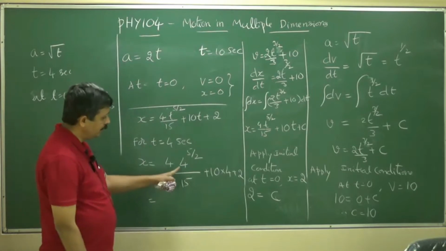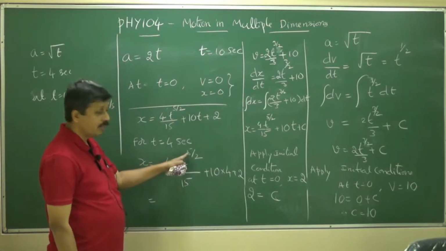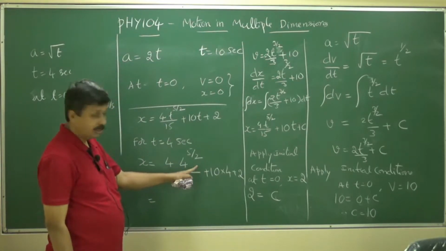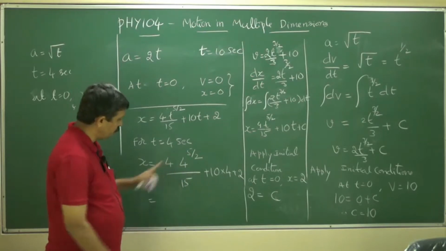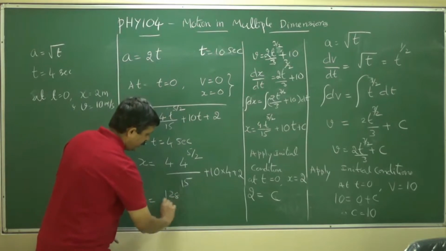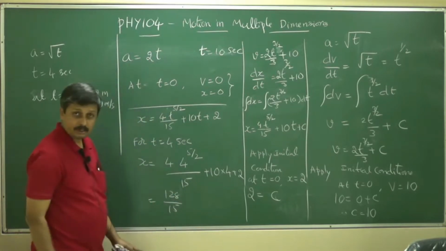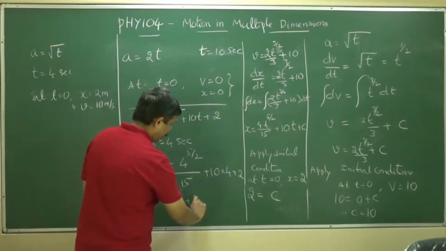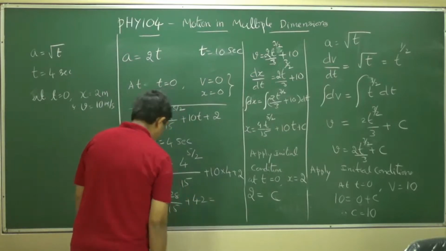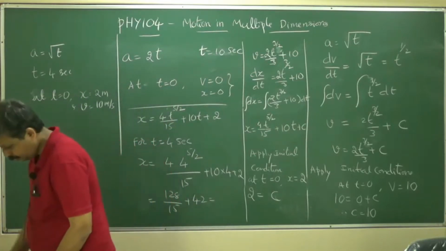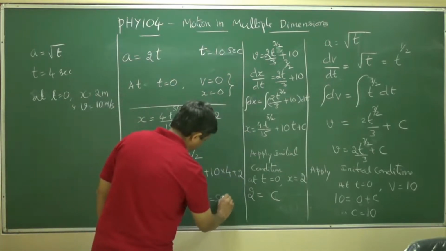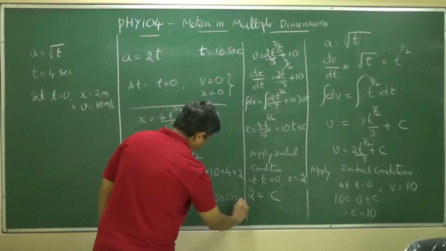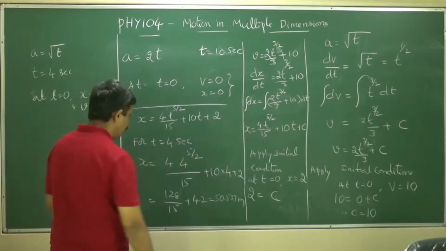which is nothing but, see, 4 to the power of 5 by 2 is the square root of 4, which is 2, to the power 5 is 32, and 32 into 4 is 128. Okay, 128 by 15 plus 42, which is nothing but 50.5533 meters, with 3 recurring.